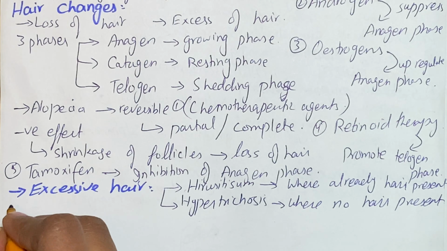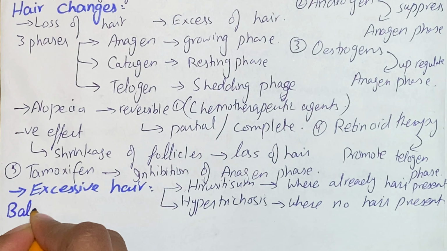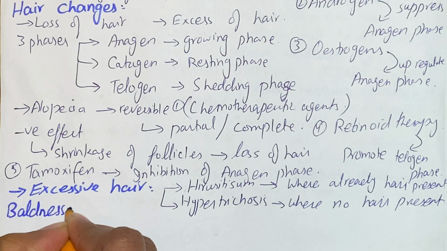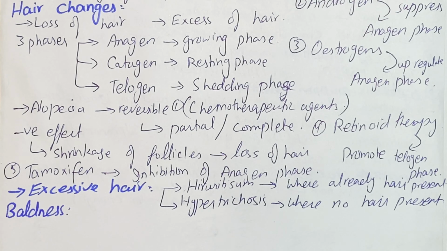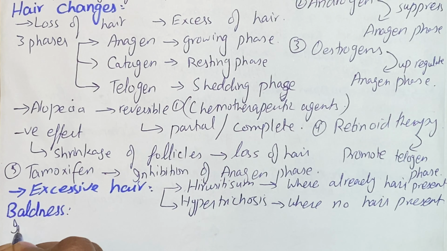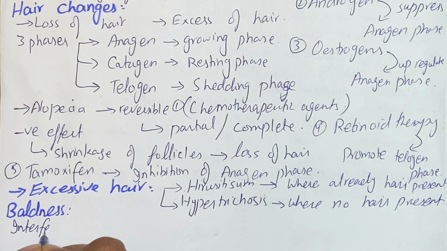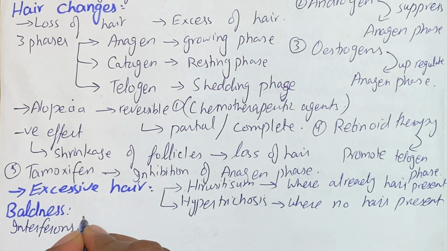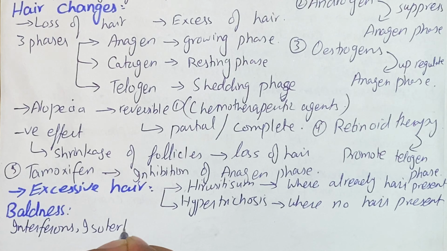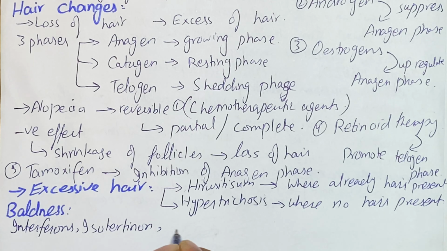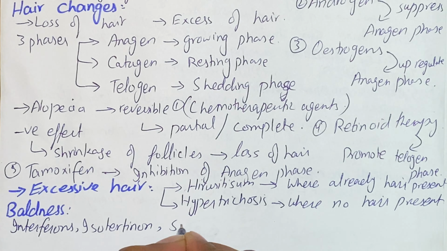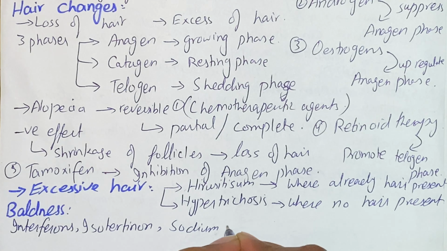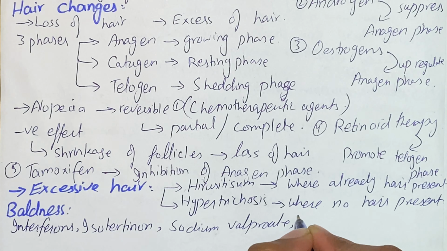Now let's talk about the drugs which are involved in baldness. So some of the examples include interferons, which is an antiviral drug, and isotretinoin, which is an anti-acne drug, and sodium valproate, which is an anti-epilepsy drug, and tacrolimus, which is actually an immunosuppressant and usually given after surgery.